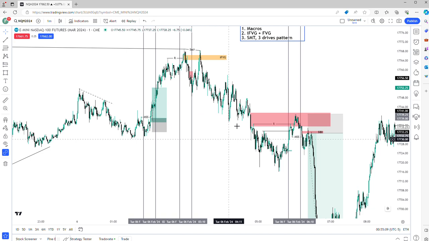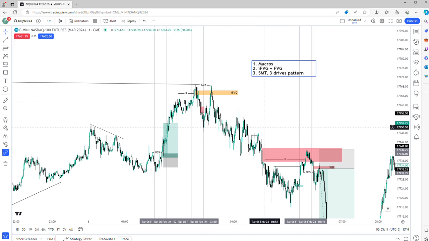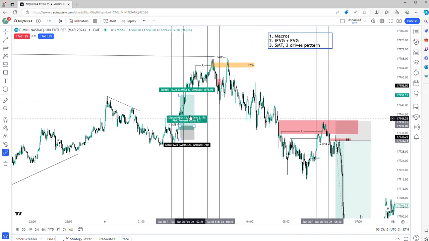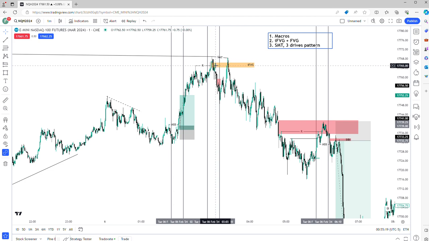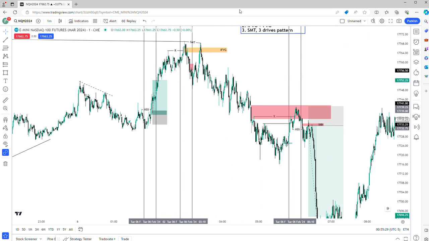So the way I use macros, I either anticipate that they're going to do something based on the setup that's formed. I enter in a macro, like that could have been an entry, or this could have been an entry in this inversion fair value gap. Or I wait until the macro has actually done something or raided liquidity and then enter as a result or after that. So that's how I use macros. Up to you how you use them, but that's what I kind of do.